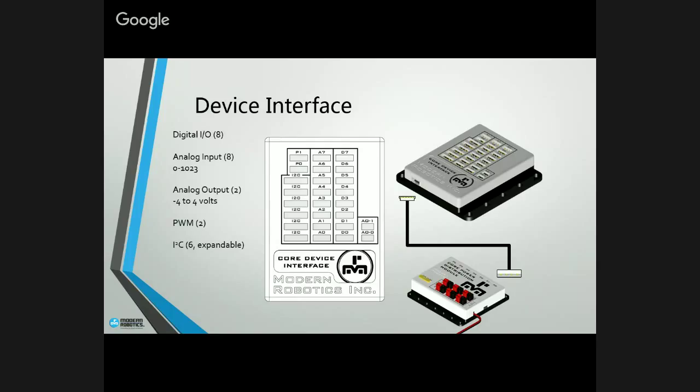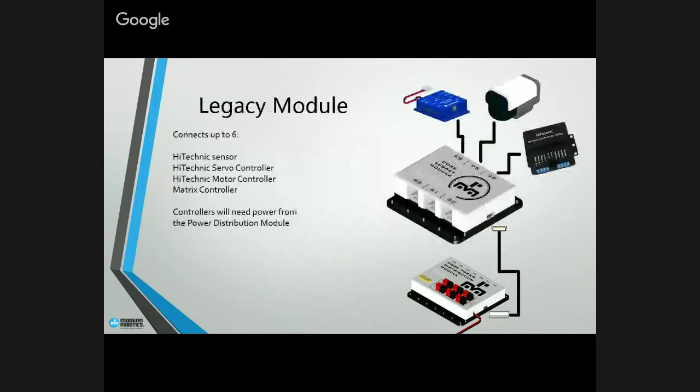And the legacy module. The legacy module allows you to connect up to 6 legacy devices to it, whether it be motors and servo controllers, the matrix controller, old sensors, and it is port S5 that can output 9 volts that allows you to use the Hi-Technic or Lego ultrasonic sensor so that you can measure distance. And if you don't have that 9 volts active, the range of it's not as far.